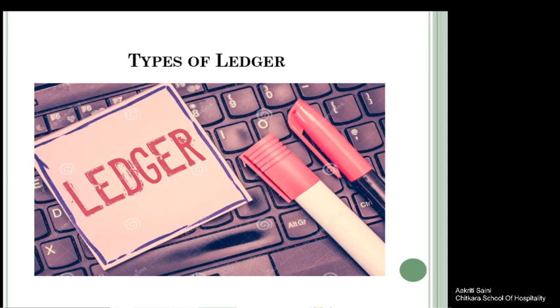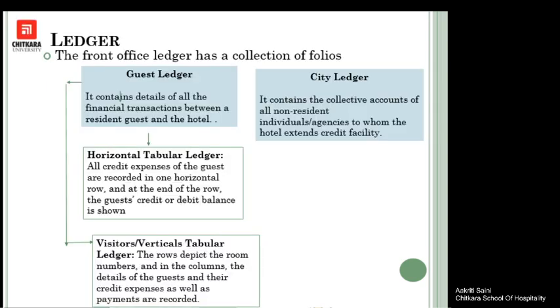Moving further to our first session, which is the types of ledger, the ledger is divided into two parts. One is the guest ledger and the other is the city ledger. If we talk about the guest ledger, it will contain all the records of the financial transactions between the guest who is staying in the hotel and the hotel. So the transactions between the resident guest and the hotel is known as guest ledger. If we talk about city ledger, it will contain all the financial transactions between the non-resident individual and the hotel.